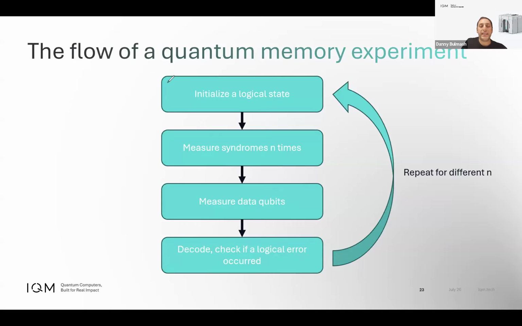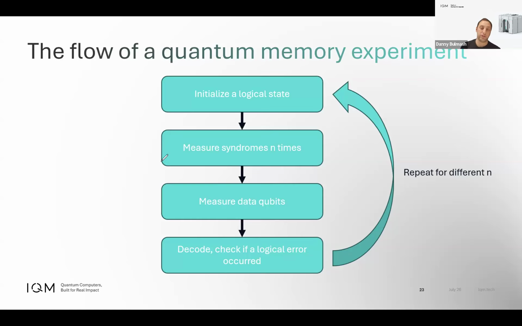So what we're going to do is initialize a given logical state to start. So we start by initializing a logical state. So maybe it's logical 0, maybe it's logical 1, but also maybe it's logical plus or logical minus, though that's kind of the standard thing to do, one of those 4. Then you measure the syndromes n times. So the idea here is that doing that measurement takes some amount of actual time. So measuring syndromes n times is a proxy for basically waiting and then checking, is there an error?